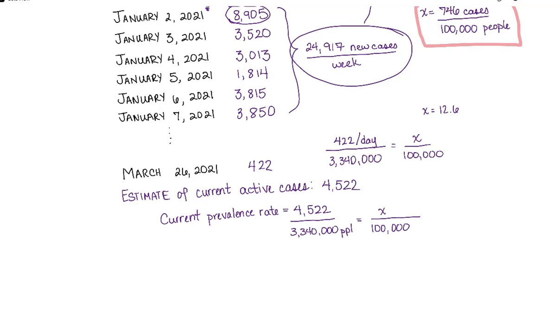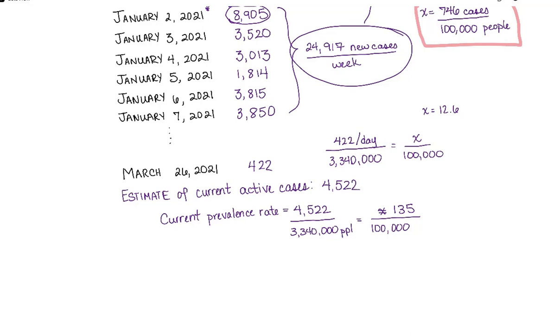And when we do that math, X is 135. So the prevalence rate says that if we go into San Diego County today, right now, and we randomly grab 100,000 people, we expect there are approximately 135 active cases of COVID within that 100,000 person population.